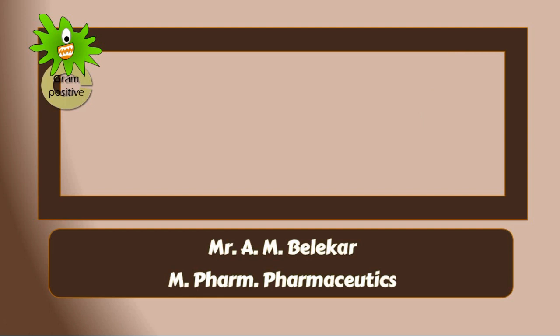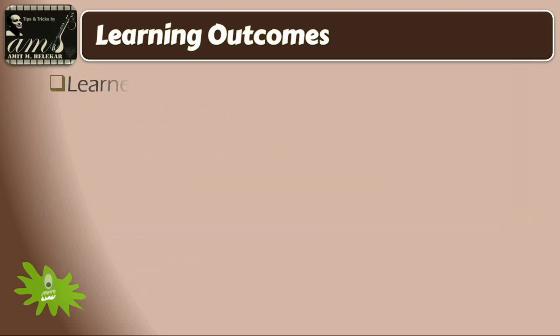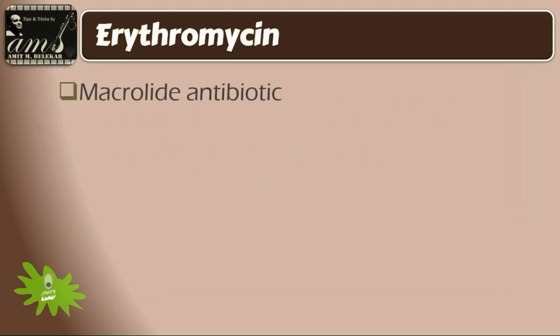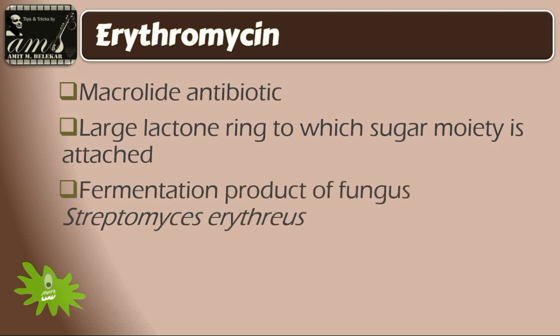Today we are discussing the mechanism of action of erythromycin. After going through this video, the learner will be able to describe the mechanism of action of erythromycin. Erythromycin is a macrolide antibiotic consisting of a large lactone ring to which a sugar moiety is attached. It is a fermentation product of the fungus Streptomyces erythreus.